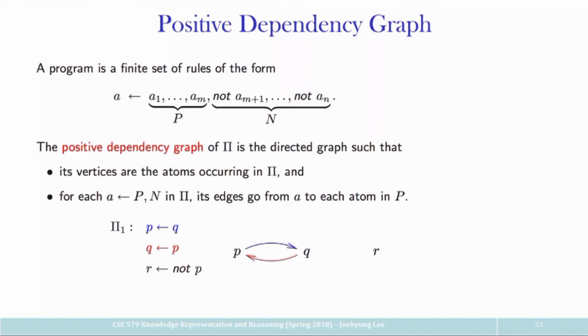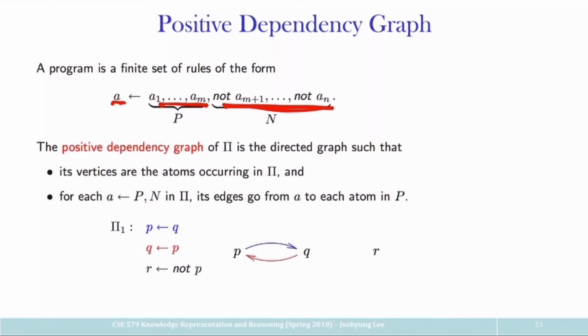There's a graph theoretic notion to define this class of programs, called tight programs. Imagine that we have programs of this form where there's a head, a positive body and a negative body. Positive body means that there's no negation as failure. These are just positive atoms, and these are the negative literals, so negation followed by the atoms.